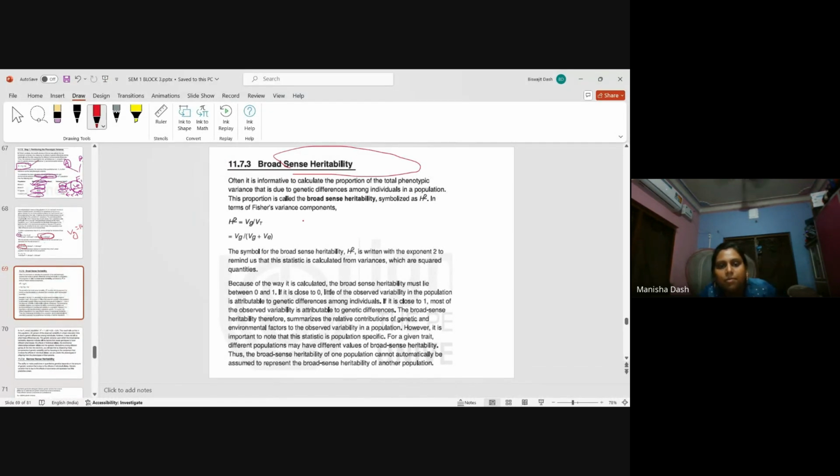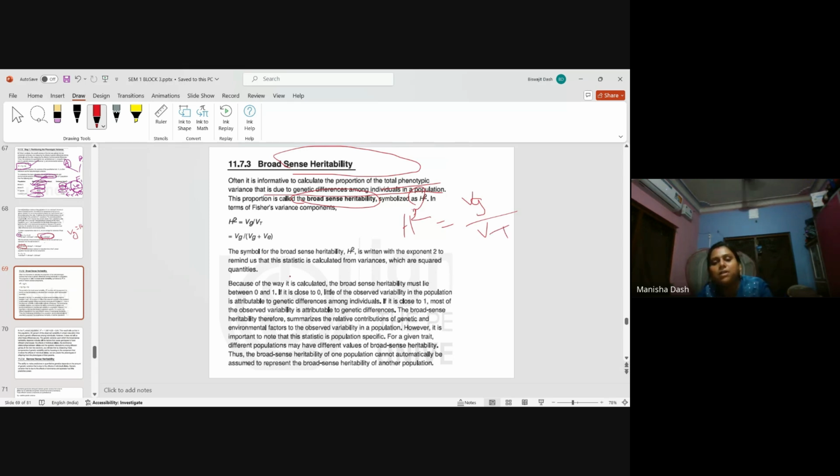So what is meant by broad sense heritability? Often it is informative to calculate the proportion of the total phenotypic variance that is only due to genetic differences among the individuals in a population, and this proportion is called broad sense heritability. It is symbolized by capital H square. And what is the formula to calculate this? The variance due to the genotypic component divided by the total phenotypic variance.